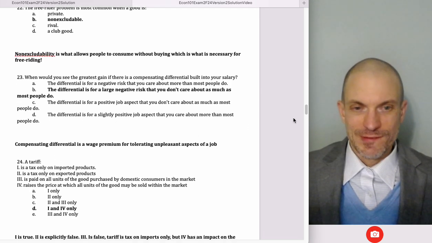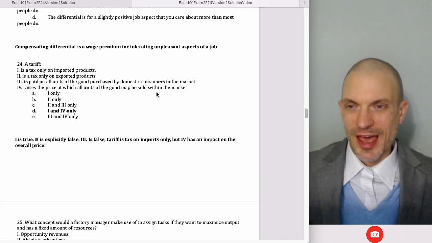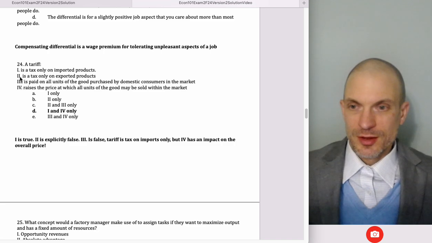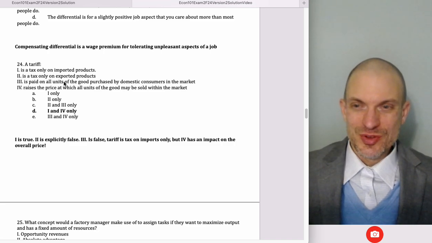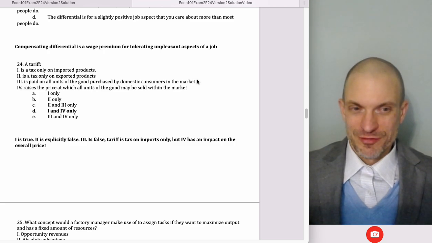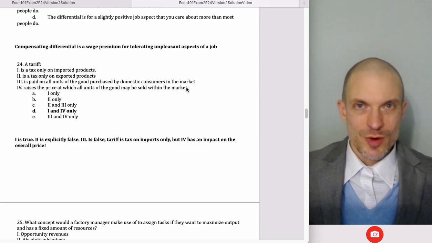Right? Tariff. So tariff is a tax only on imported products. True. Tax only on exported products. False. Is paid on all units of the good purchased by domestic consumers of the market. False, because 4 is true. Raises the price at which all units of the good may be sold in the market. The tariff is going to raise the price.